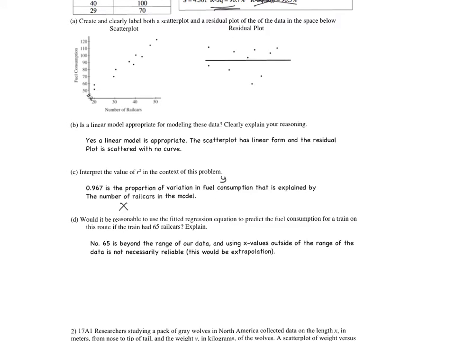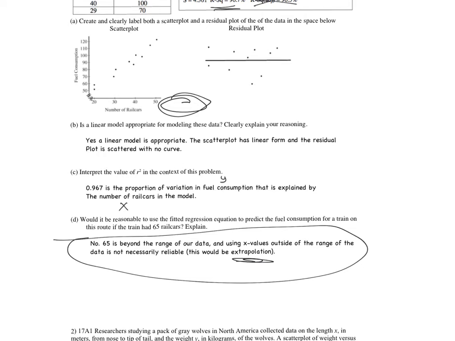And then the last part D says, would it be reasonable to use the fitted regression model equation to predict the fuel consumption for a train on this route if the train had 65 rail cars? And the key to this one is 65 is beyond the end of our data. So our answer should be no. 65 is beyond the range of our data, and using x values outside the range of our data is not necessarily reliable. The term for that is extrapolation. I don't think you would necessarily have to say the word extrapolation as long as you were talking about this idea. But no, it is not reliable to go outside of the range of the data points that you have.